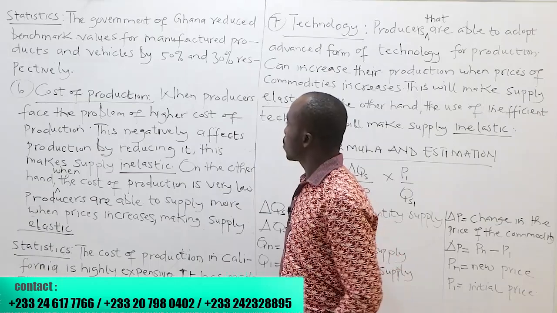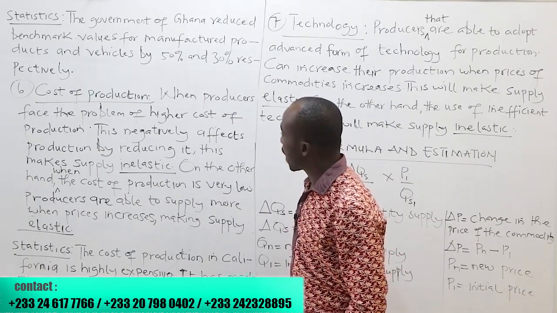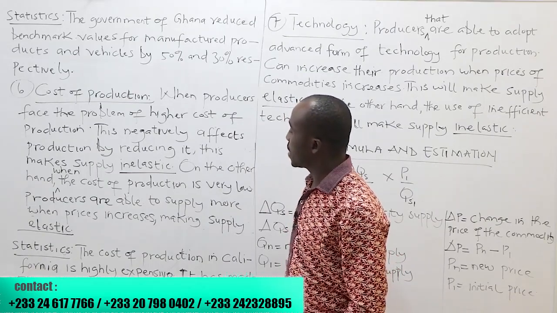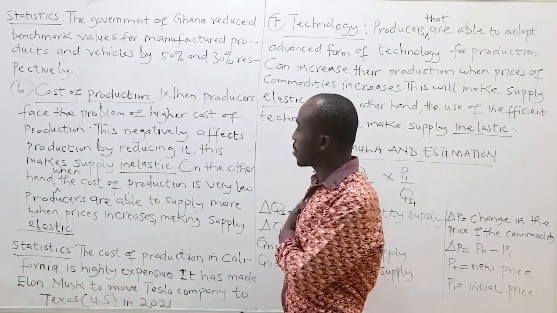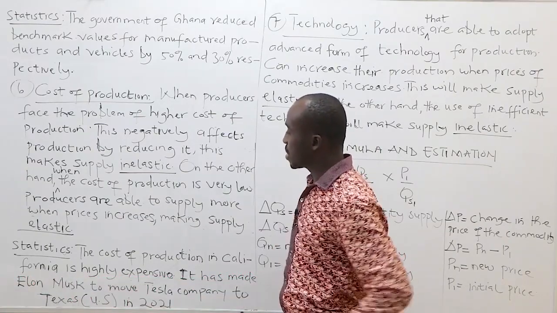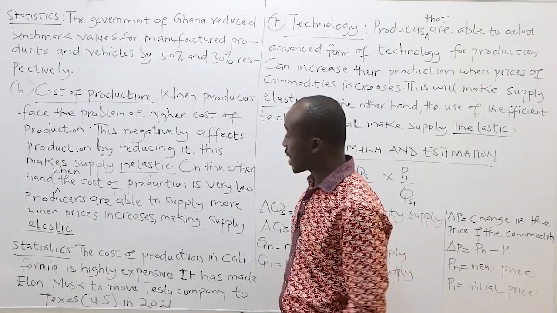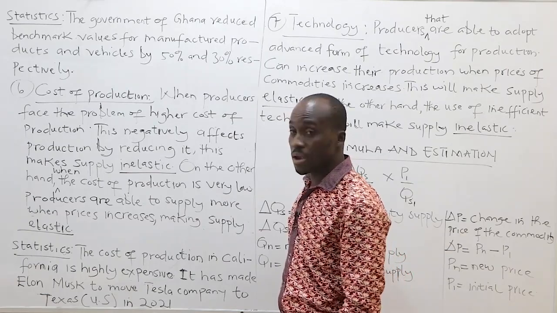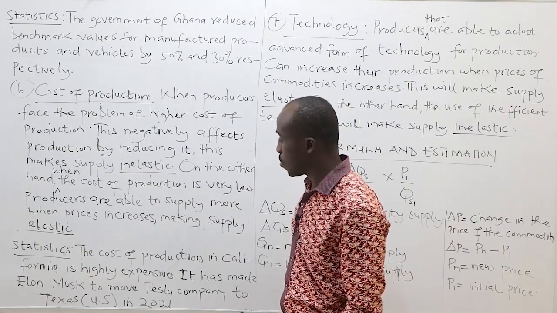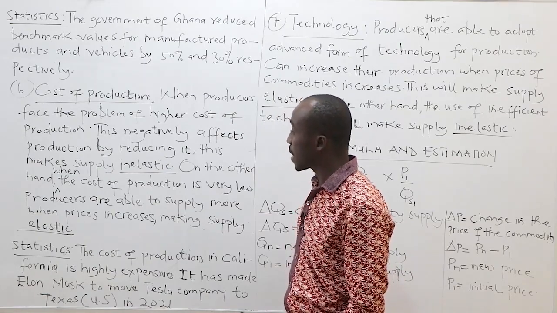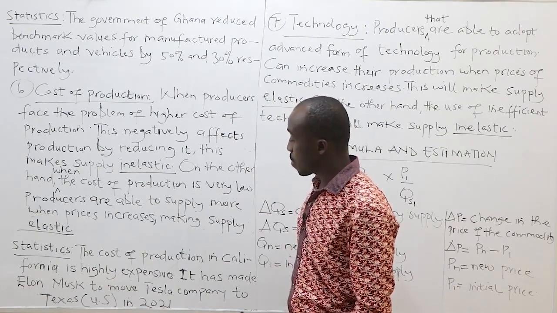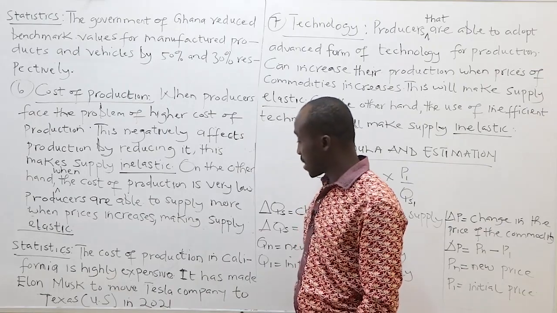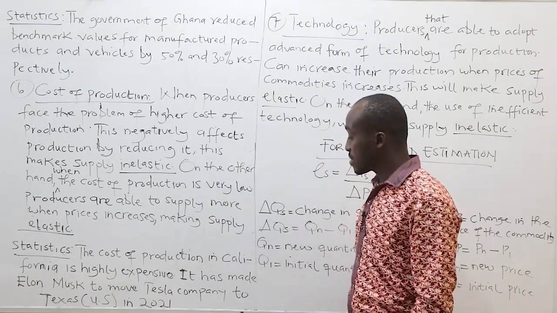Cost of production. When producers face the problem of higher cost of production, this negatively affects production by reducing it. This makes supply inelastic. On the other hand, when the cost of production is very low, producers are able to supply more when price increases, making supply elastic. Statistics: the cost of production in California is highly expensive.